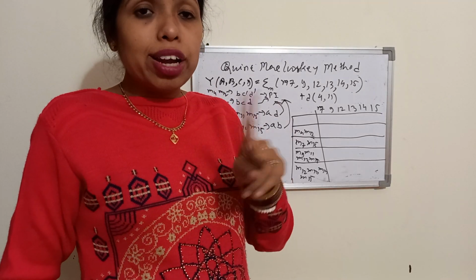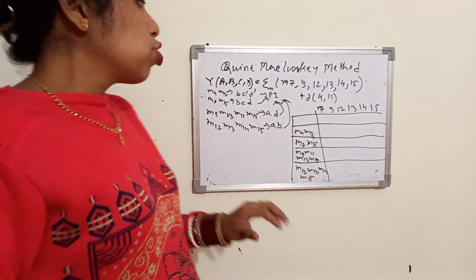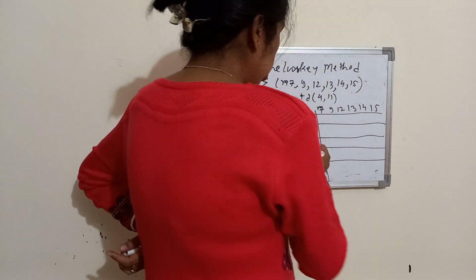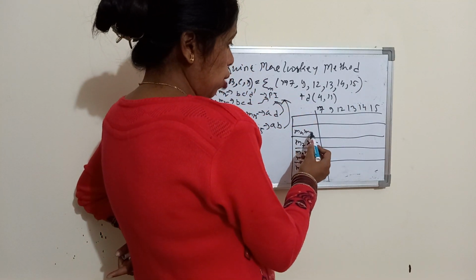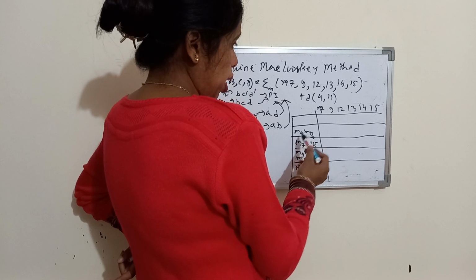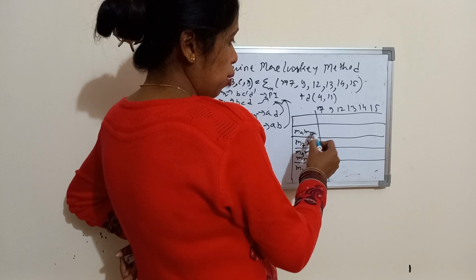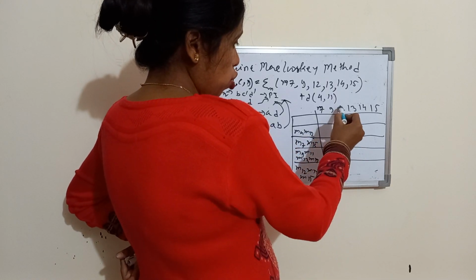If along with don't care, if anyone is present, right? So here also I am not writing don't care 4 and 11. Now you have to see M4 and M12. So I have to put a cross mark under this. M4 I did not write here, so not required. M12 I have, so I am putting a cross mark here.